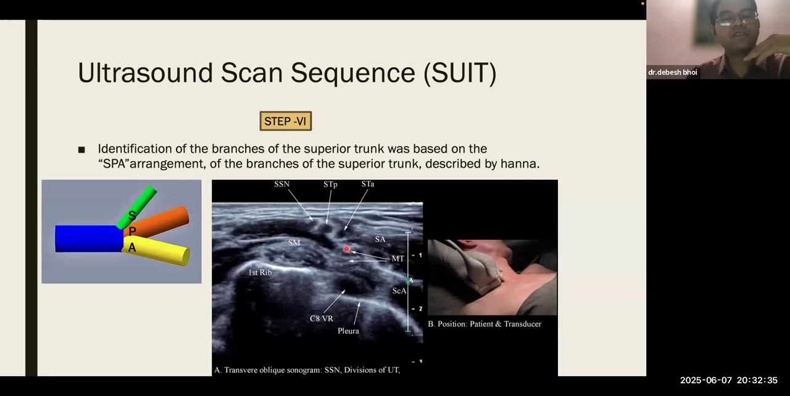So basically here you can see the superior trunk, and here you can see the middle trunk that is formed by the C7 root. And this is the C8 that is lying over here.